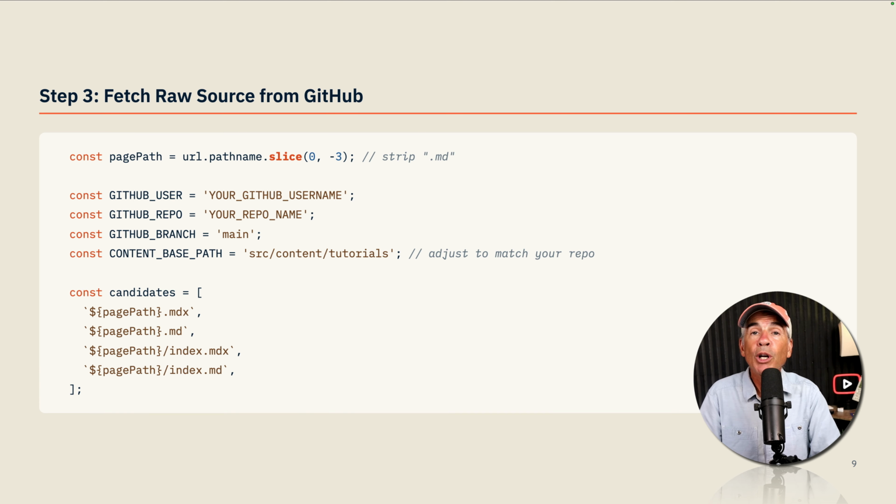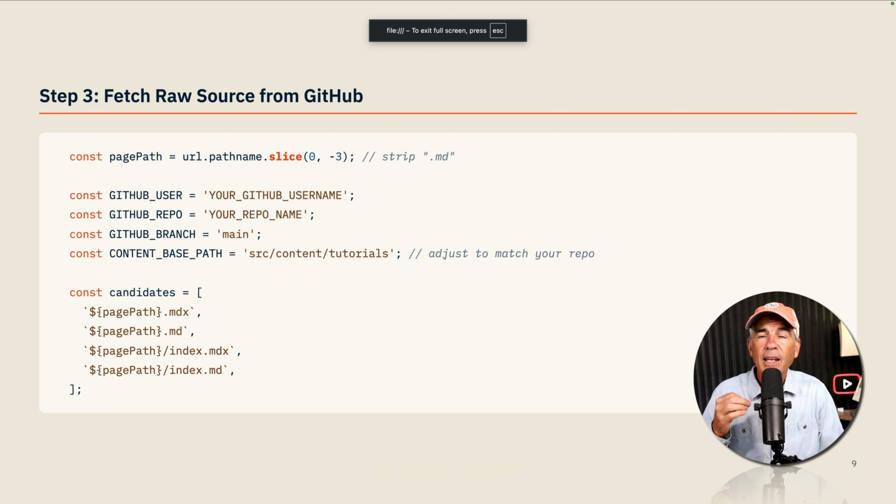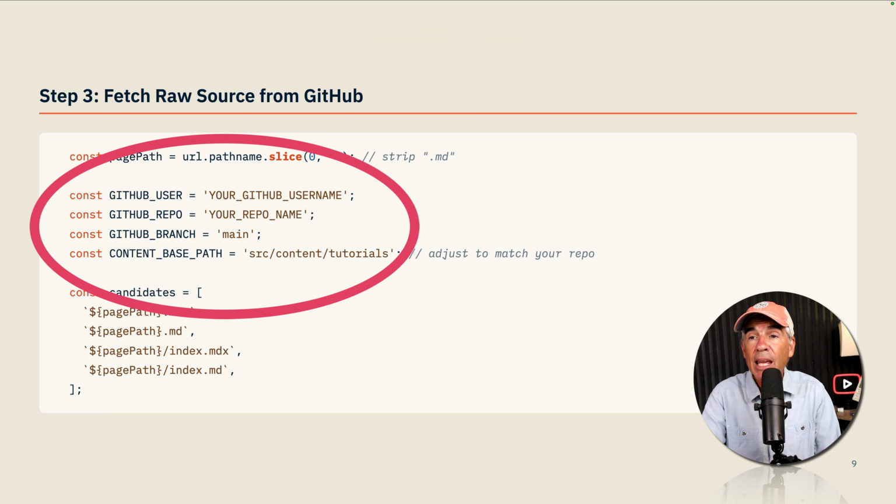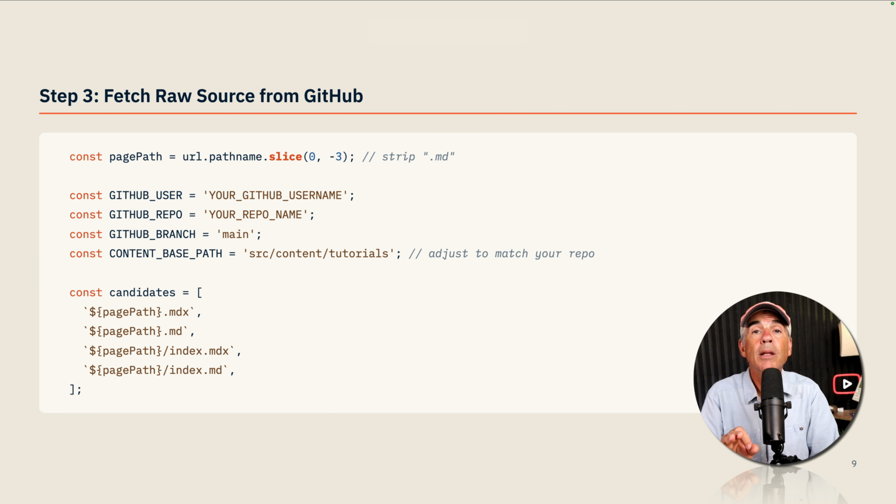Then the Cloudflare worker wakes up and says, oh, I got to go get the raw Markdown files to serve on this page instead of the HTML. Now I have to tell the Cloudflare worker what my GitHub username is, what my GitHub repo name is, and I also have to tell it the path to all of the Markdown files. The Cloudflare worker needs to know the path or the location of where the raw Markdown files are located.